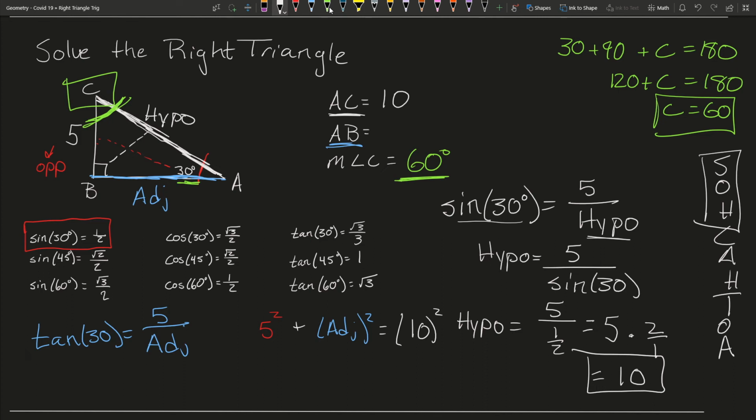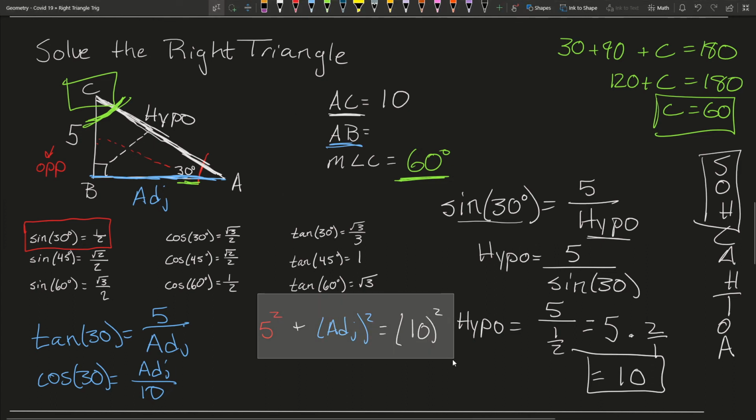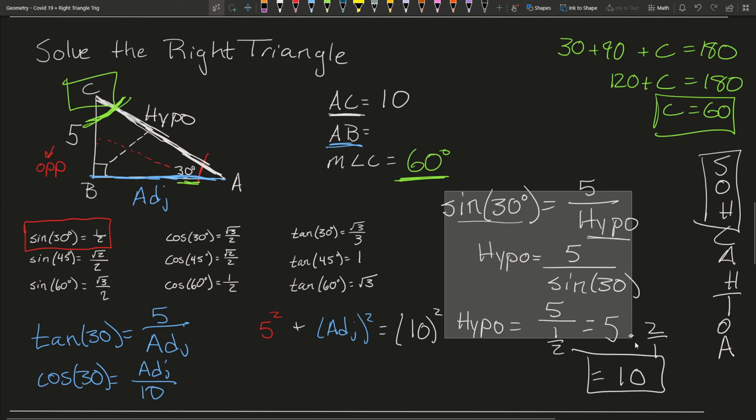And really, we could also do cosine of 30 is equal to the adjacent over the hypotenuse, which is also 10. There are a lot of different ways you can do this, and it's really whatever you feel most comfortable with. If you feel more comfortable with the Pythagorean theorem, go for it. If you feel more comfortable with the tangent of 30, it's all the same.